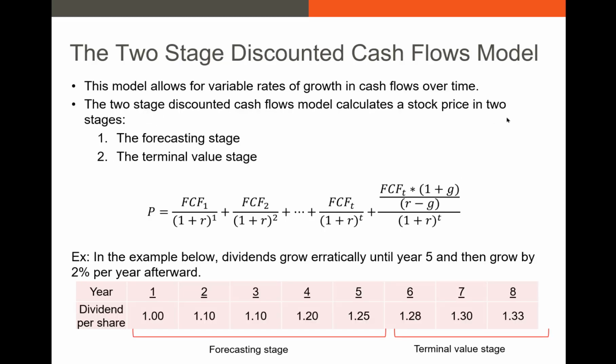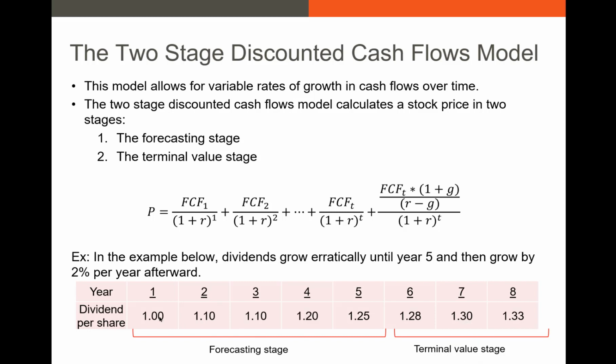Okay, so where does this two-stage DCF model come from? Well, the two-stage DCF model comes in when we realize that we can't perfectly forecast every single free cash flow for the next 1,000 years. Eventually, our estimates of free cash flow are going to get really inaccurate. So what we typically do is break up our free cash flows in the future into 2 time periods, the forecasting stage and the terminal value stage.